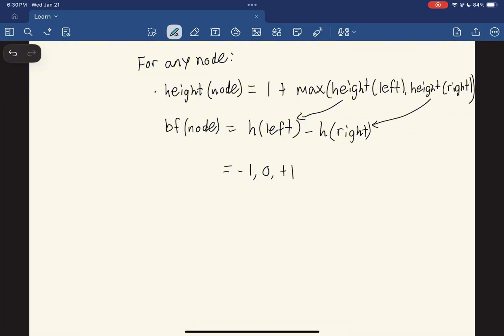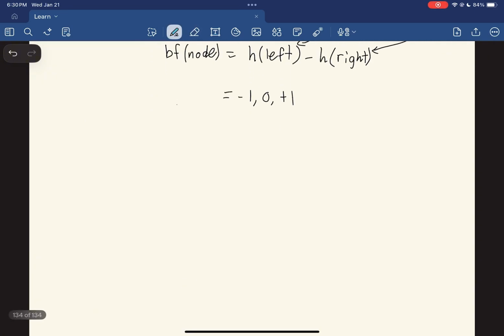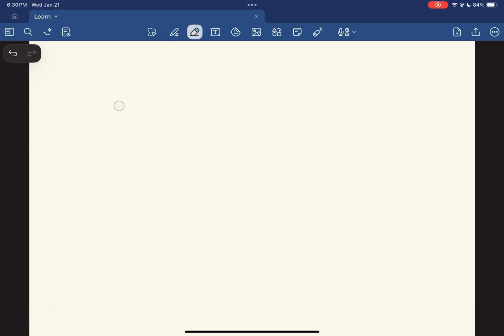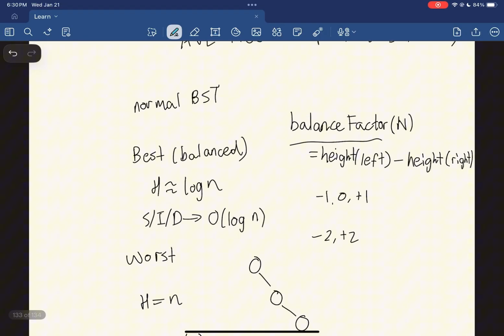All right, so I'm trying to think if I should do the rotation first, or should I explain the balance factor? Let's do the rotation. So we'll come back to this one, and I'll keep it here because I will re-show this when it comes to showing examples. But let's just get the very core idea of rotations.